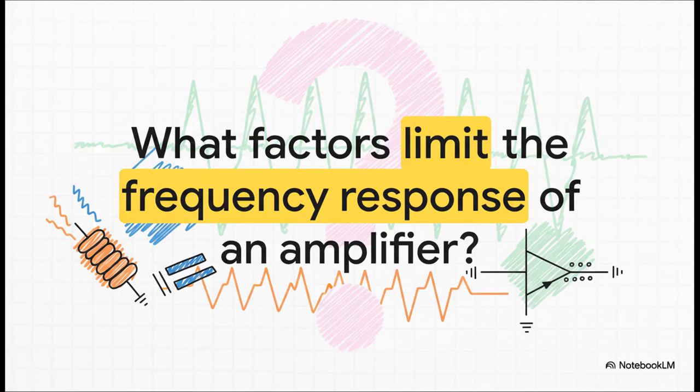Question number 2. What are the factors that limit the frequency response of a transistor amplifier? The two big ones, our main villains, are capacitance and inductance. And you find them everywhere, in the wiring, the components, and even inside the transistor itself.